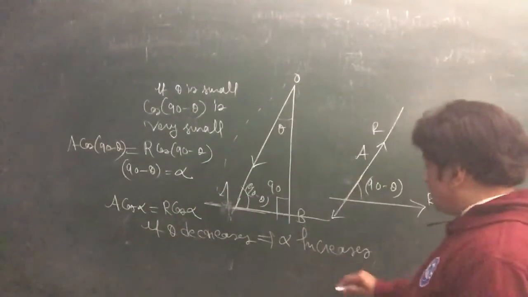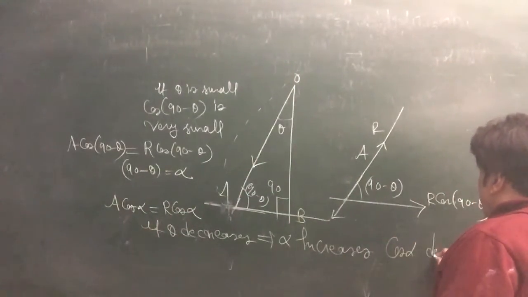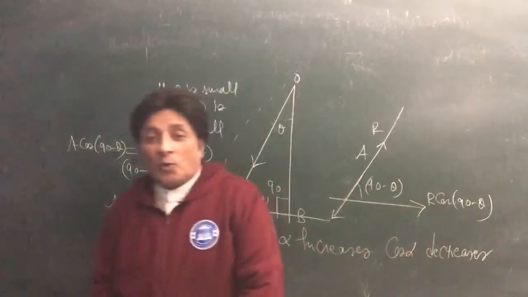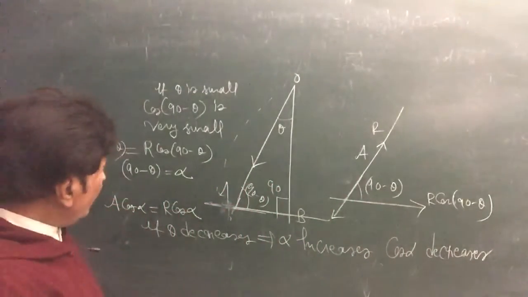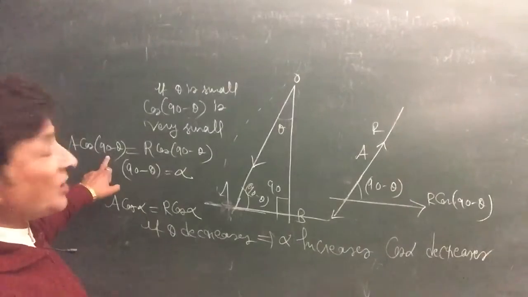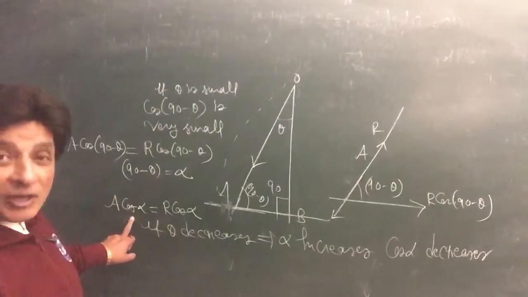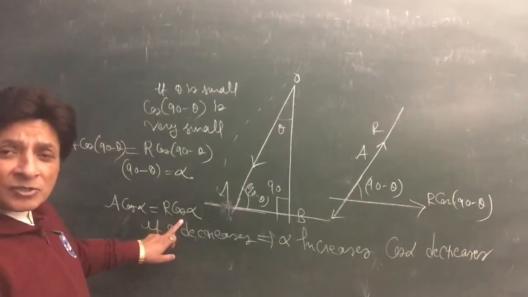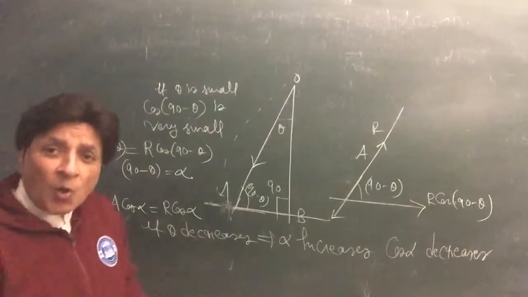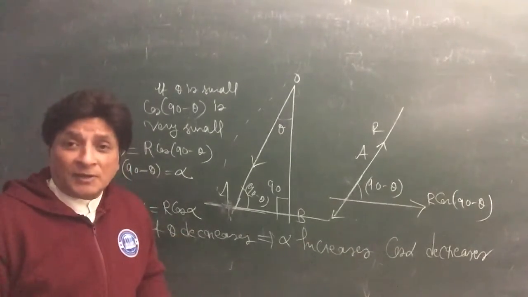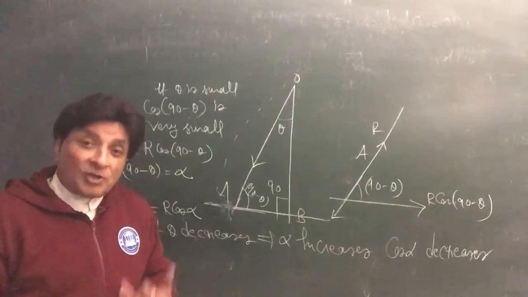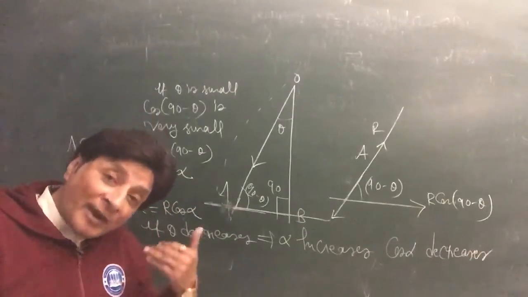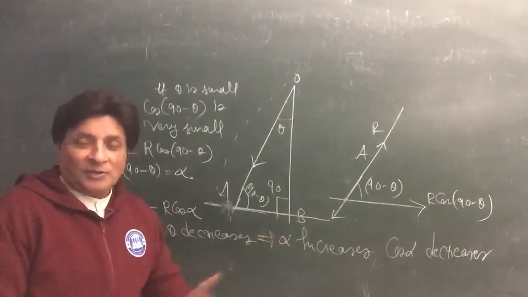If alpha increases, cos alpha decreases. Then A cos alpha, the action decreases. The action decreases, the reaction decreases. So you get that value of reaction which the snow can give you. If you apply more action and snow is not able to provide you that sufficient reaction, you will slip.